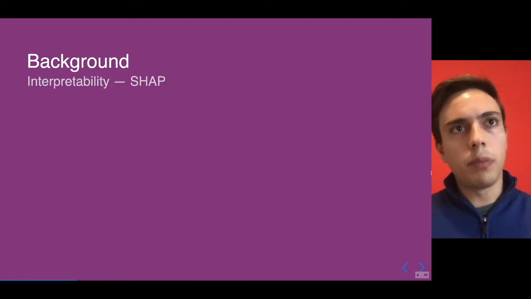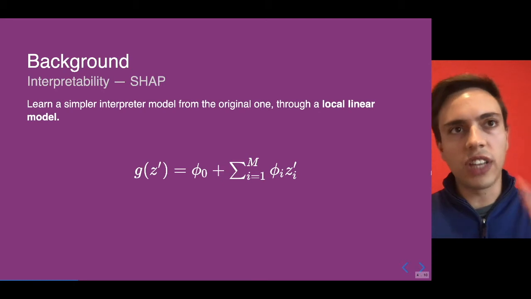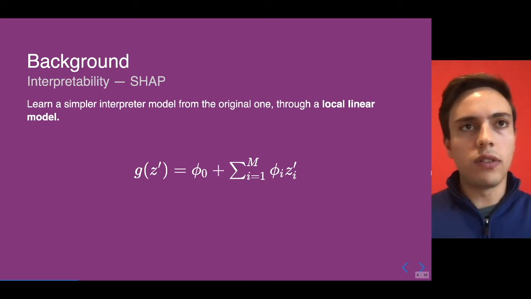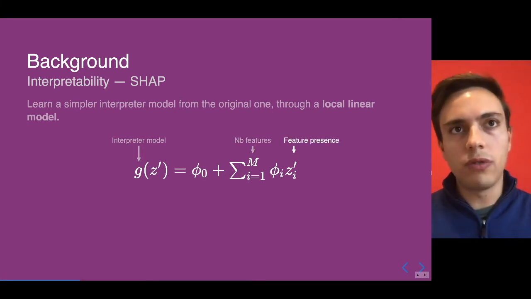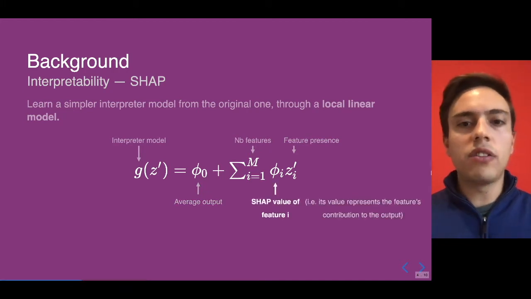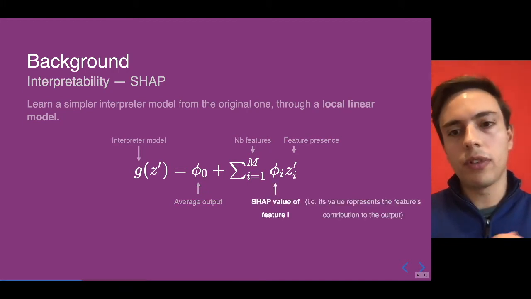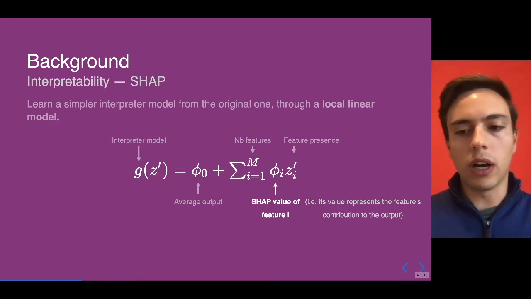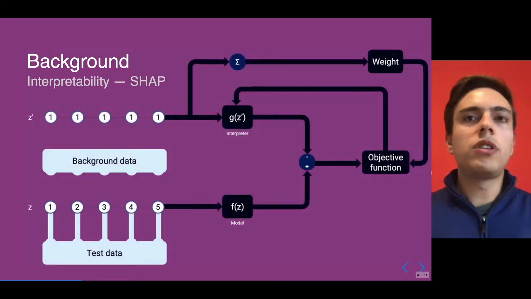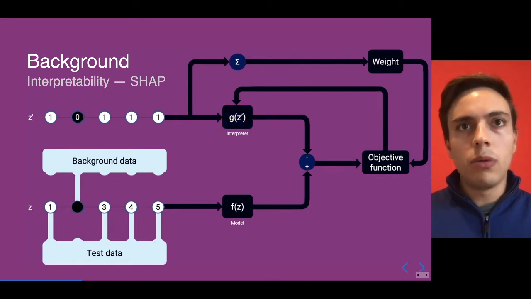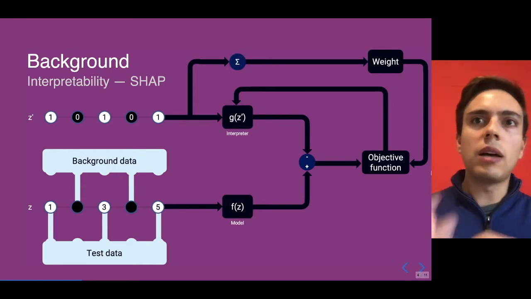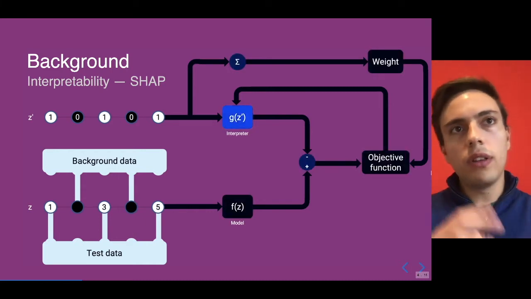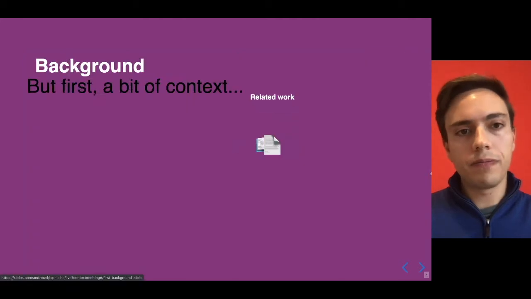Then there's the problem of interpretability. In this case, I focused on this SHAP technique, in which we have this concept. We have this interpreter model G, we have M possible features, we have this representation of feature presence for each feature, and we have the average output and the SHAP values of the features themselves. In this case, it represents how the feature contributes to the output. How this works is that a local interpreter model is always trained for each sample, which iteratively hides some features by replacing them with background values.